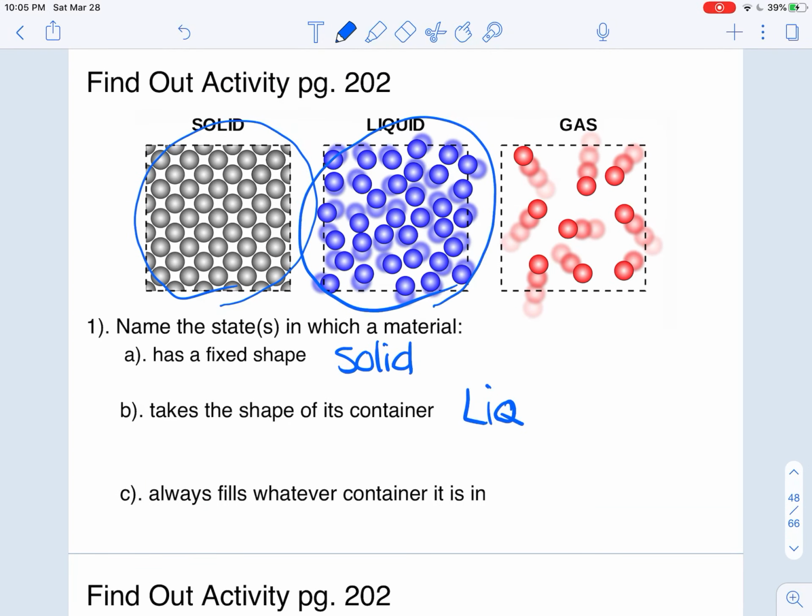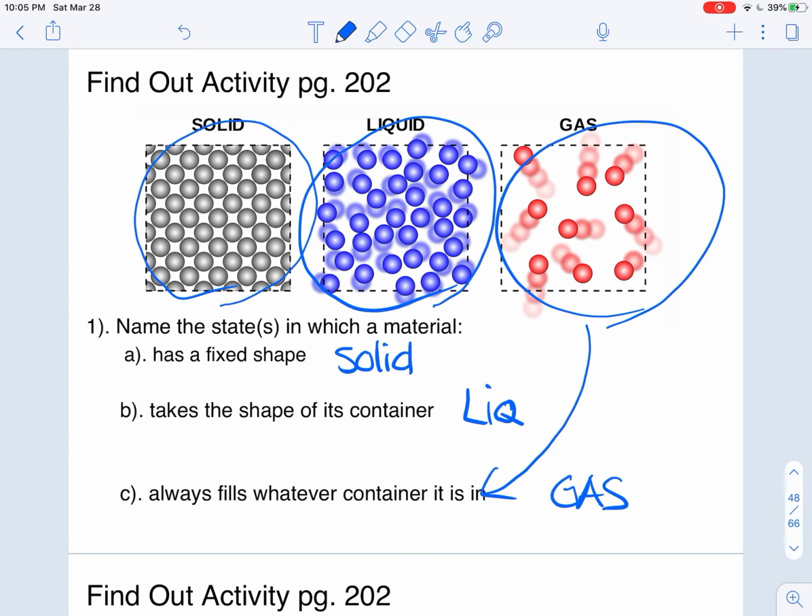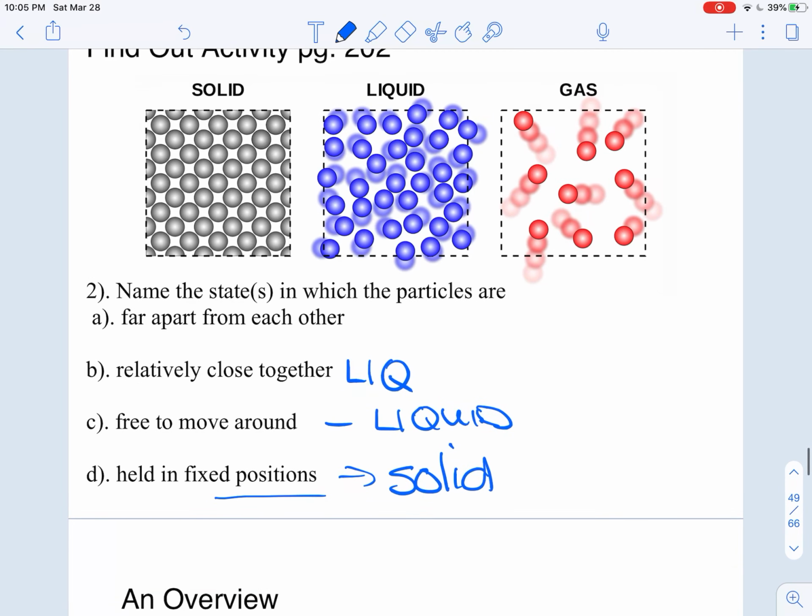For particles in gas, you can see that they are definitely the furthest apart. They will fill whatever container they are in. So you can have a closed container and know that inside there will be gas that fills that container. So gas can fit this category. And those molecules are far apart, furthest apart. So we can figure that that belongs in there as well. They are free to move around, just like liquids are.